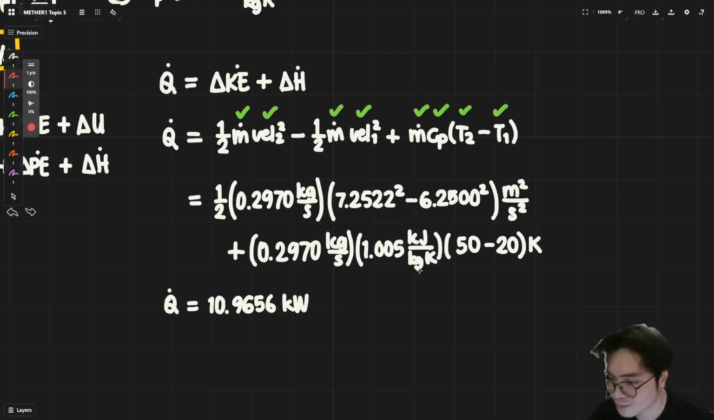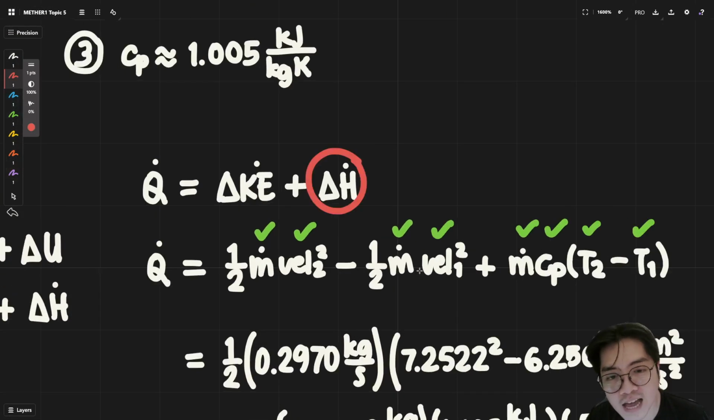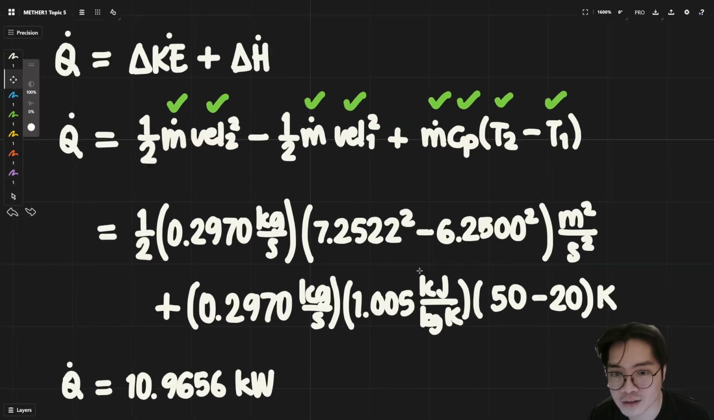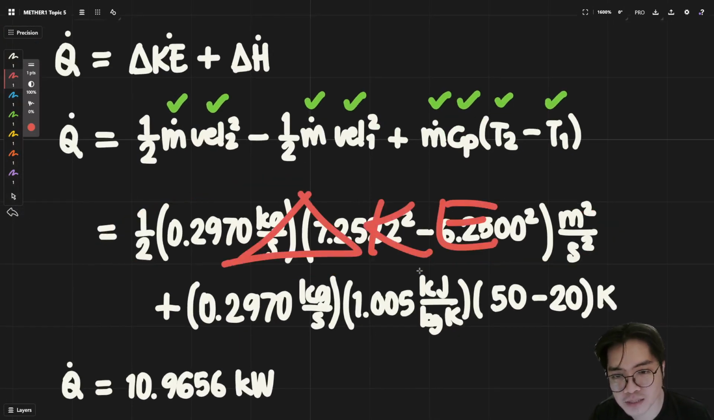Because you did not look at the units. Back in topic 3, I issued a warning to everybody that if you're going to combine kinetic energy, potential energy, and internal energy, you have to be very careful, because usually values of H or U are much, much larger than the values of KE and PE. Look at this. This is basically our delta KE, and this is basically our delta H. Notice the units for each term.